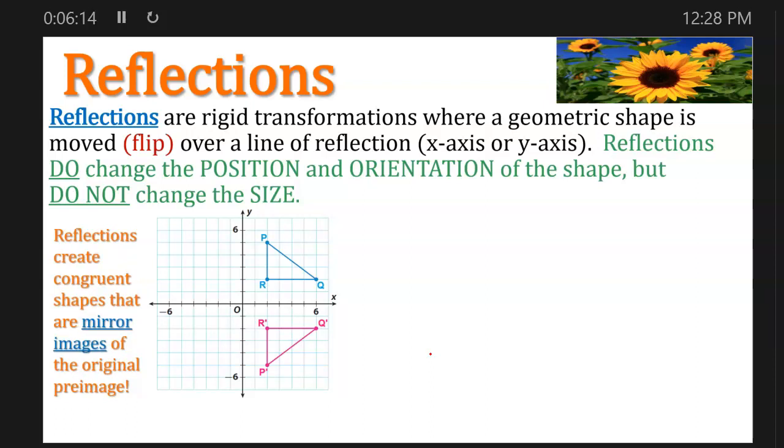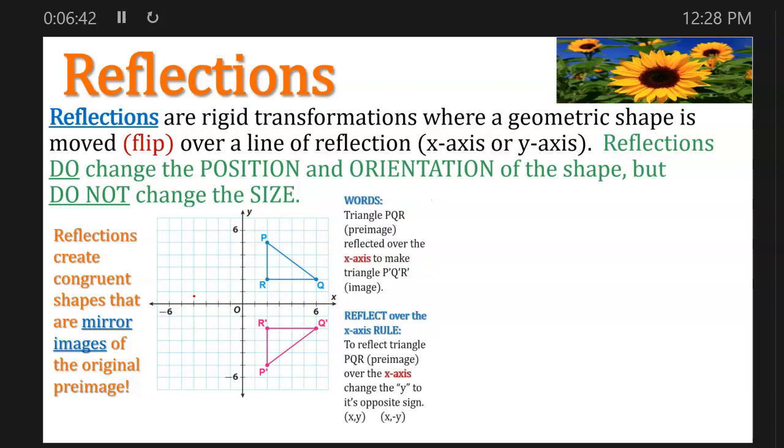So remember, if they create a congruent shape, which is a shape that is exactly identical to the other, that just means it's been moved in location or it's been moved in orientation. And it's a rigid transformation. Remember, there were two types of transformations, non-rigid and rigid. Well, reflections are one of the rigid transformations because it does not change the size, but it does change the position and orientation of the shape.